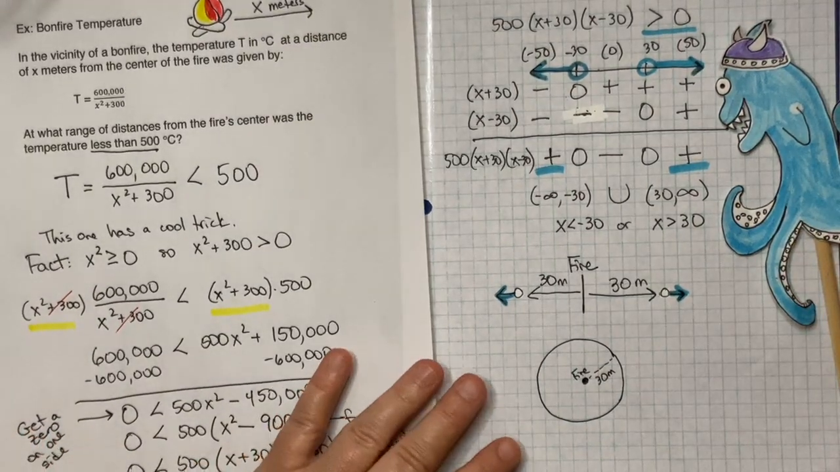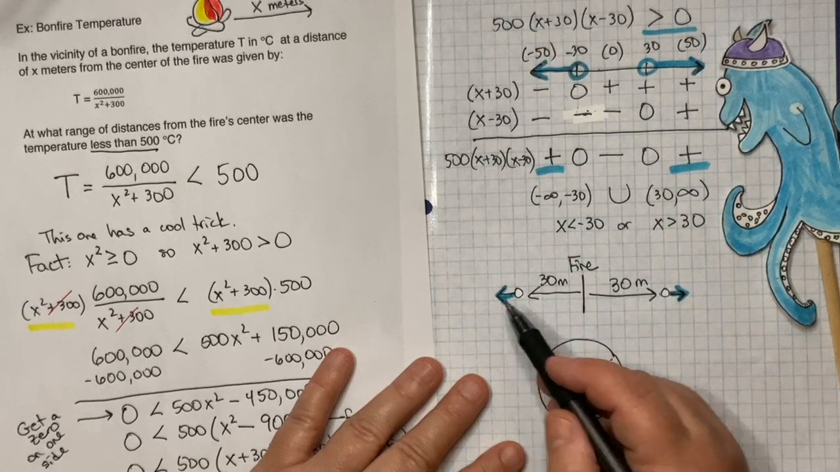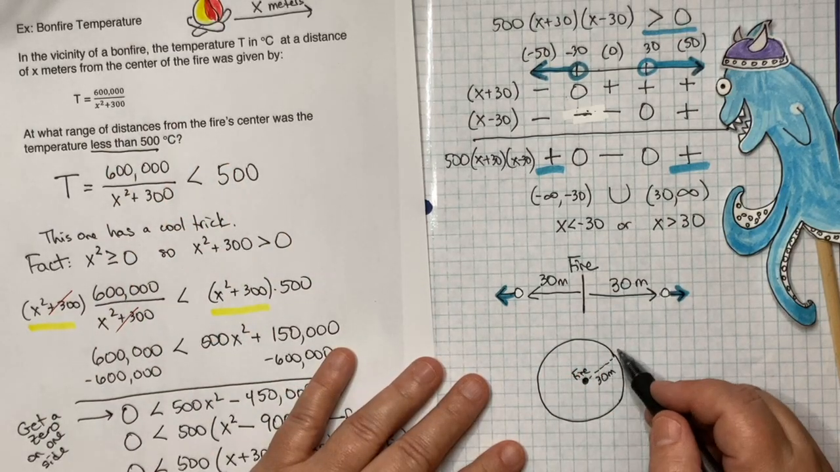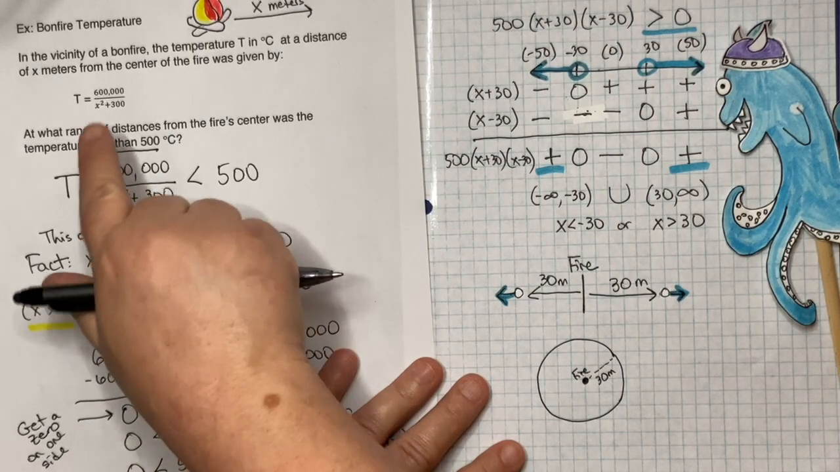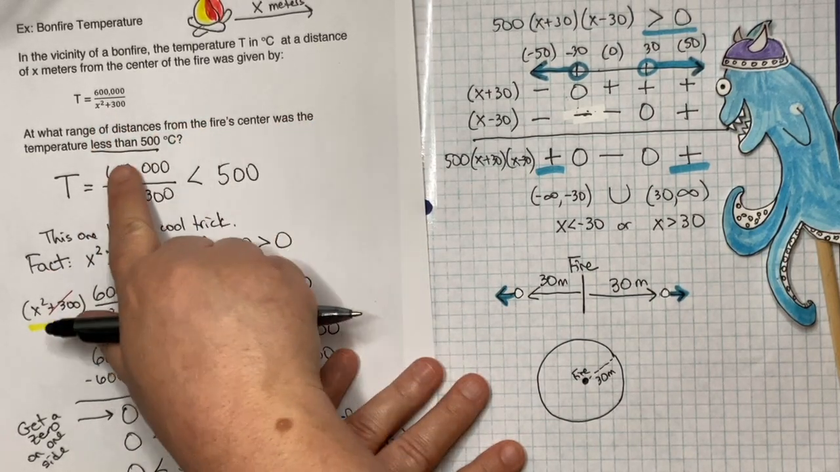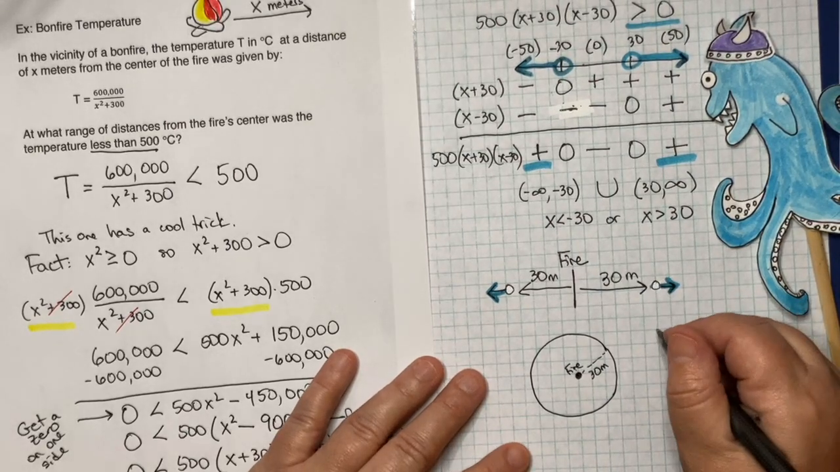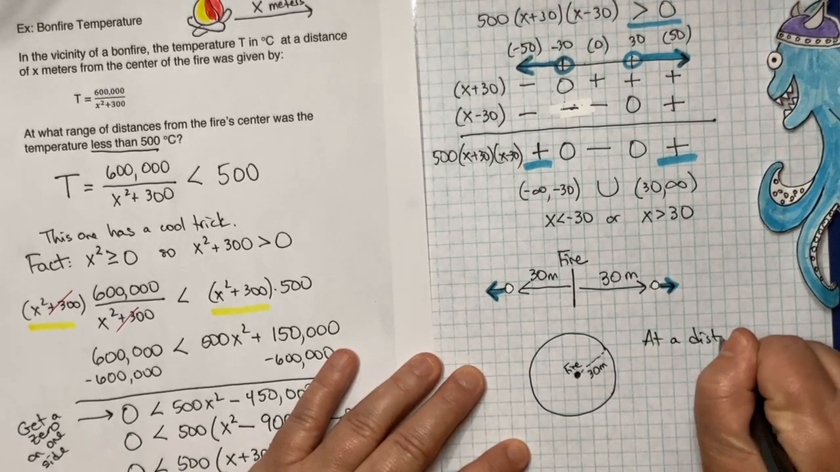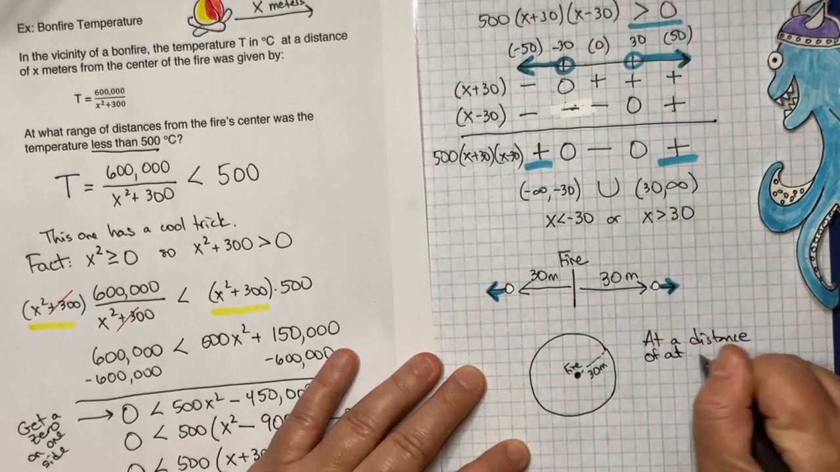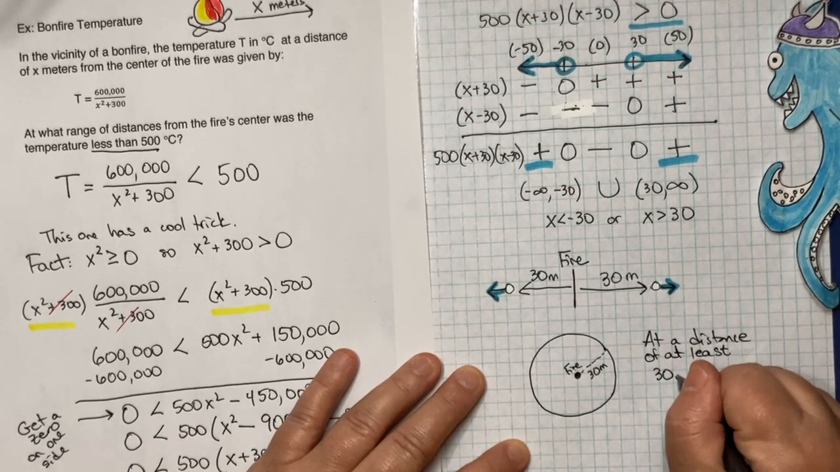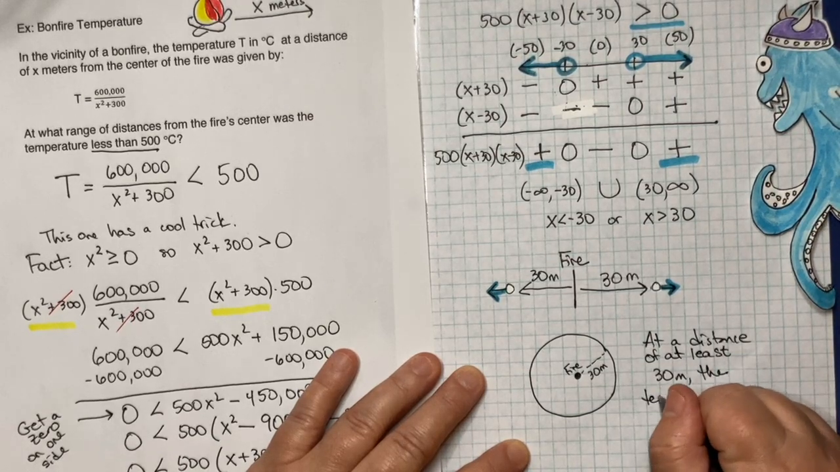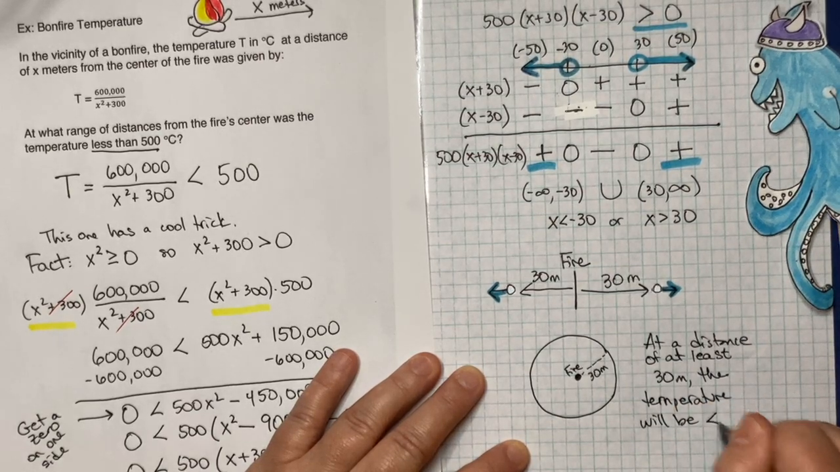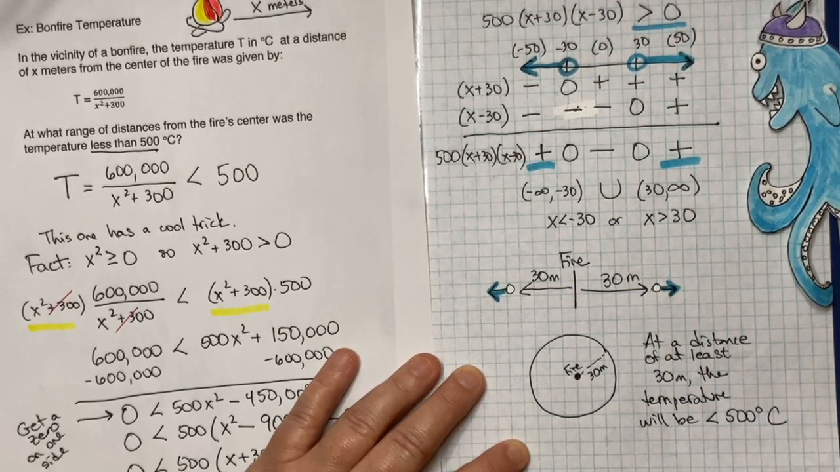That is a thing. So, that is why it's giving us a positive and a negative, because it recognizes in the equation that we set up that you could be on either side of the fire. So the question is, at what range of distances from the fire center was the temperature less than 500 degrees? And I would write in my answer, at a distance of at least 30 meters, the temperature will be less than 500 degrees Celsius.